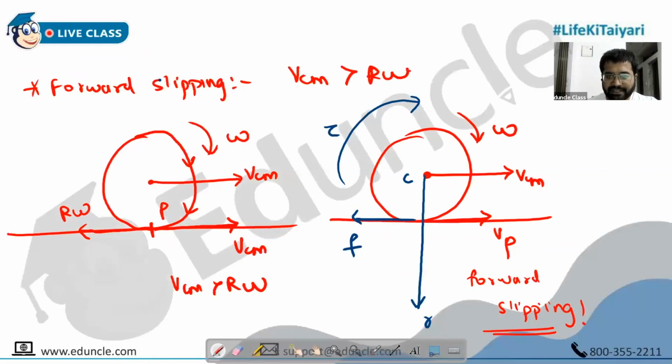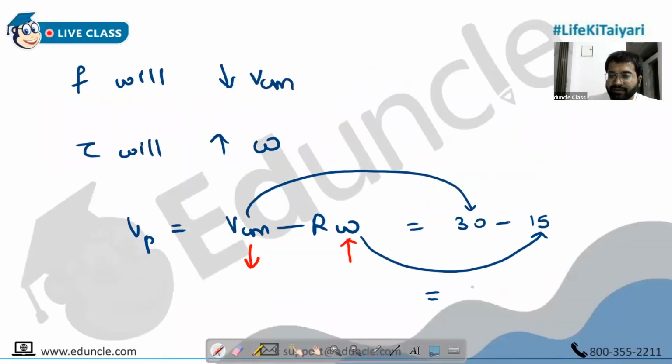This force is continuously going to retard Vcm. So 30, 29, 28, 27, it is going to decrease, and torque is continuously increasing omega. So 15, 16, 17, 18. So this will keep on happening: 29 and 16, because this one is decreasing, this one is increasing. 28, 17, 27, 16. This is going to keep on happening. And as soon as they reach a common value, what will happen? Vp will become 0.